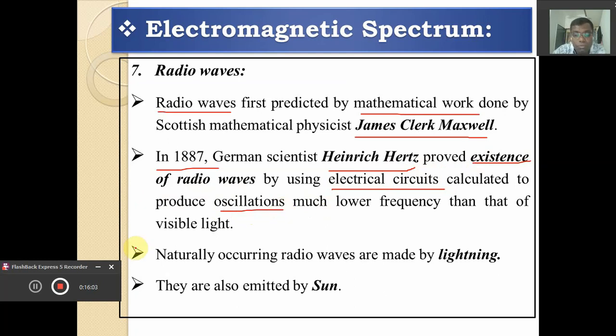It is also observed that naturally occurring radio waves are made by lightning. We observe lightning many times during the rainy season, and that lightning is responsible for the emission of radio waves. So naturally occurring radio waves are made by lightning, and they are also emitted by the ultimate source of energy that we call the sun.